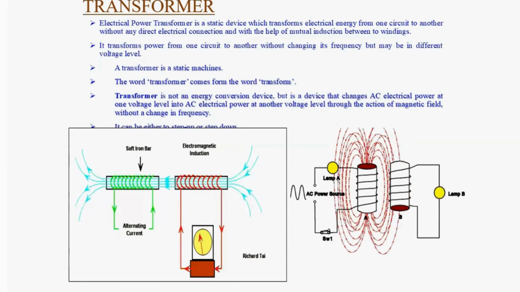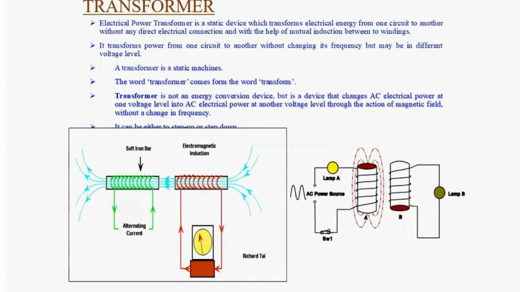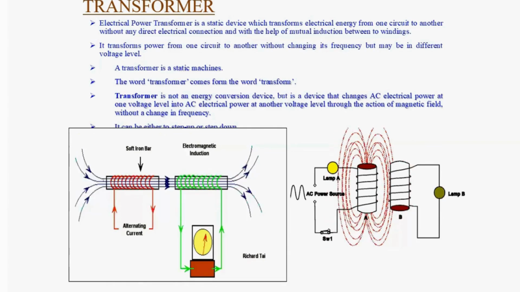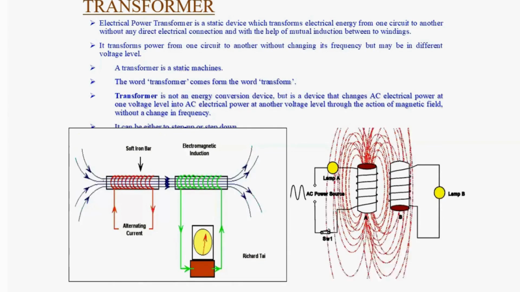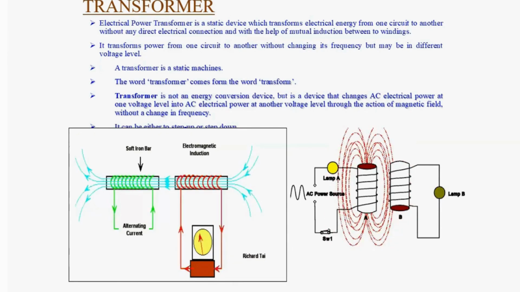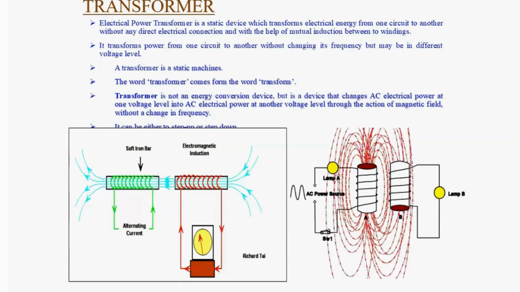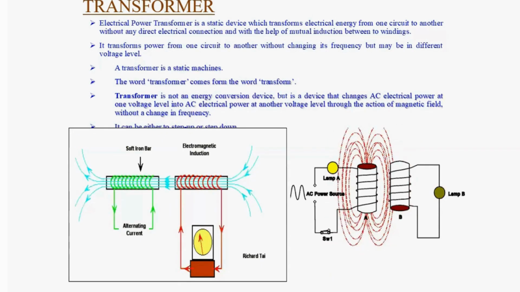So please remember, the transformer is an important part. You have different types of transformers, which we will see in the coming classes. The transformer is a very important part which transfers energy from one coil to another coil with the help of mutual induction. And a very important point: a transformer is a static device which works only on AC.